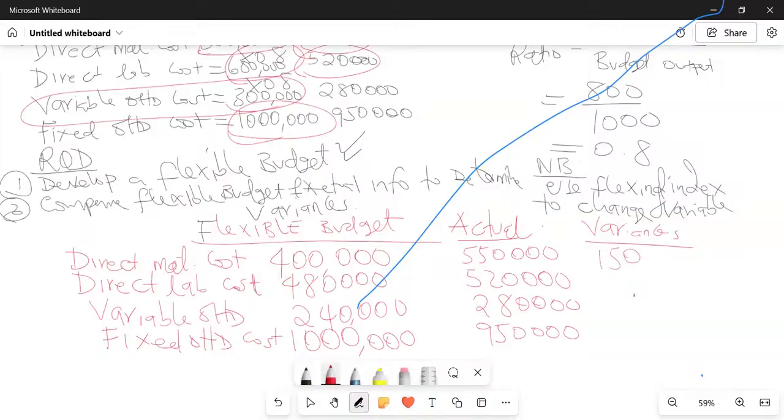150,000. Positive or negative? No, I don't want you to give me that response. I want you to tell me whether it's adverse or favorable. What makes you think it's adverse? We spent more. We budgeted to spend 400,000, and then we spent 550. We spent more. So this is adverse, like that.